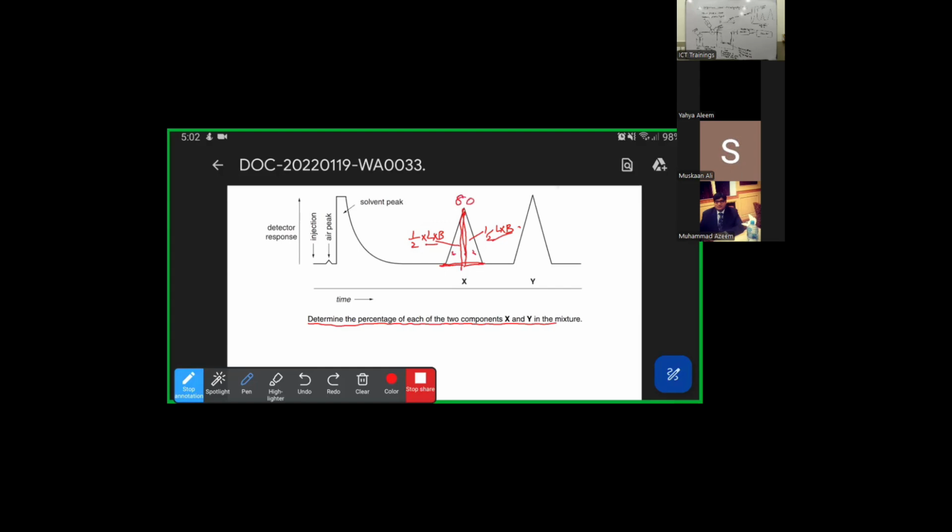Let's suppose its area is 30, this one is 80, and the total is 130. Now if you want to find the percentage of X, you should write 80 divided by 130 plus 80, the total, into 100. That will give you the percentage in that particular mixture.